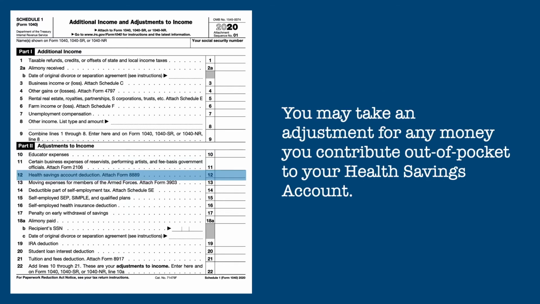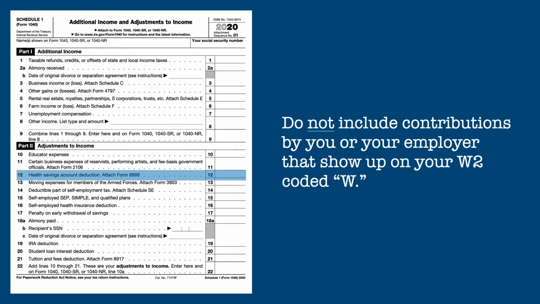If you have a health savings account, you may take an adjustment for what you contributed out of pocket. Do not include employer or employee contributions that show up on your W-2 with code W. These contributions are pre-tax and have already been subtracted from your gross income.